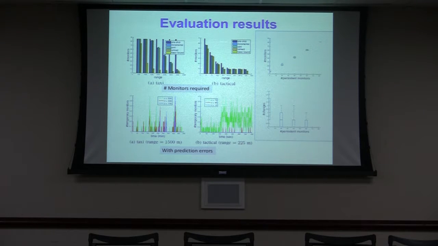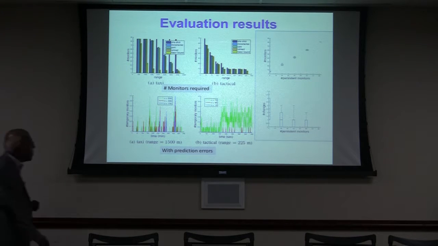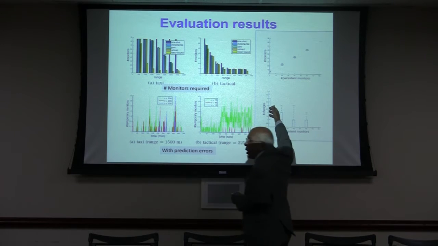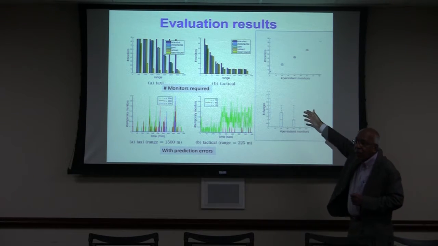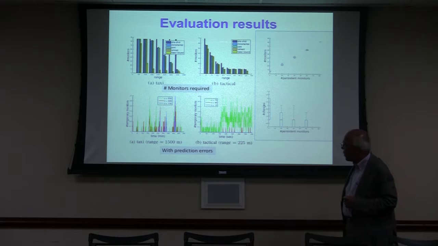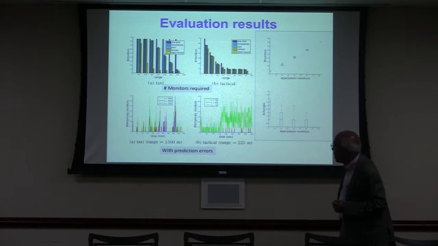So cost for activation. The top graph shows you the total number of monitors I need, keeping a certain number fixed as persistent. And the bottom one shows you the number of changes. This is more important because this is how many status changes you have. It's really close to the cost of activation. And of course, as you can imagine, as you have more persistent monitors, you have fewer changes that you need.